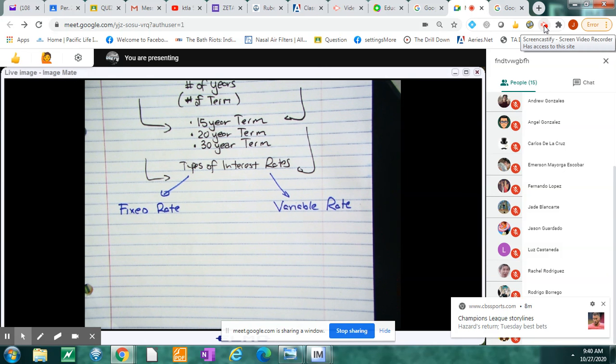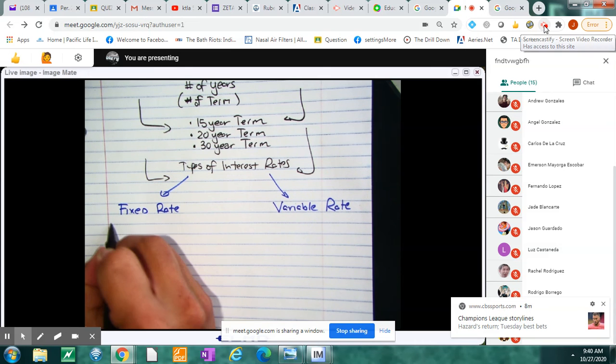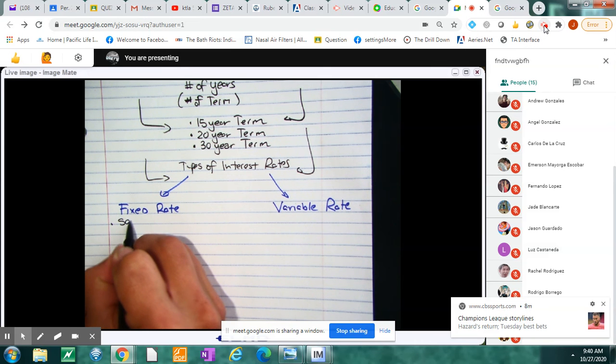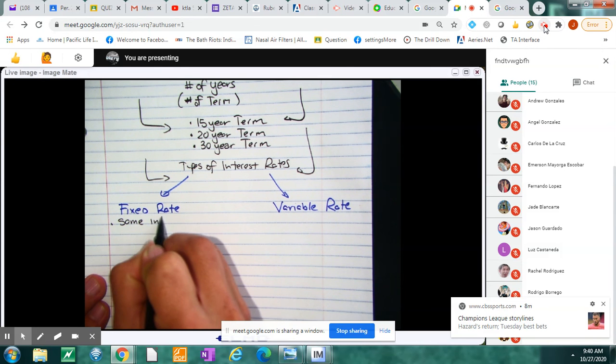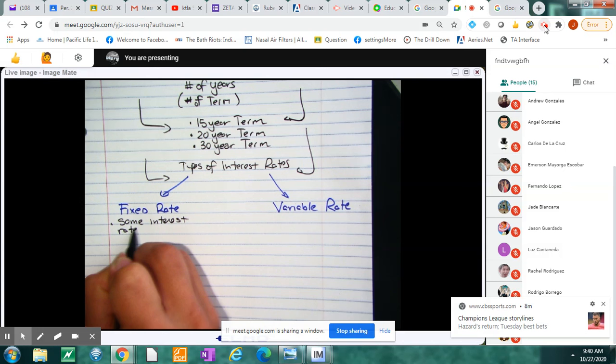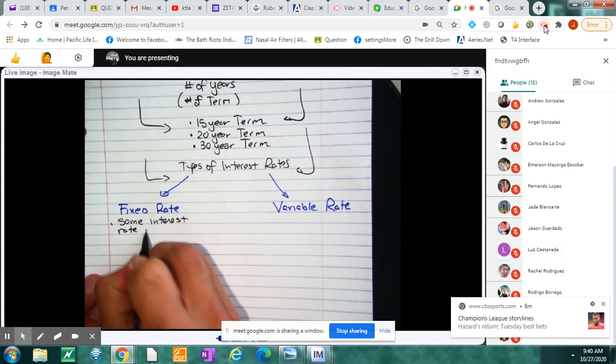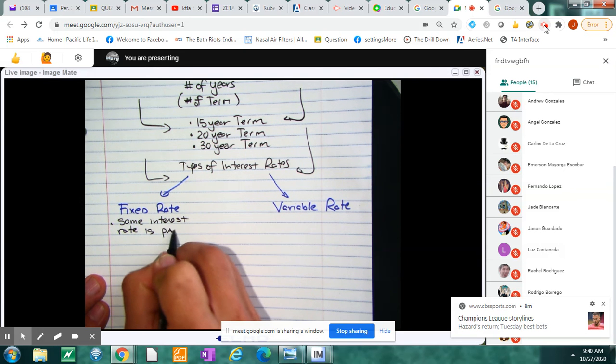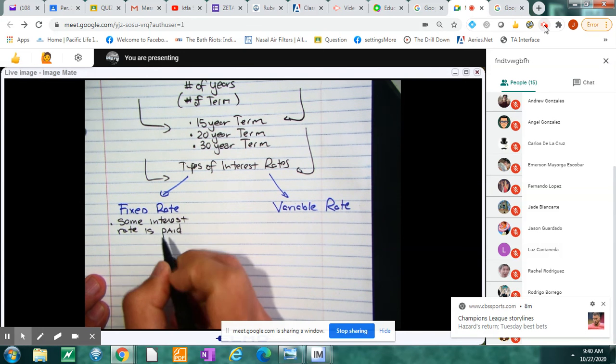With the fixed rate, you get the same interest rate paid for the life of the loan.